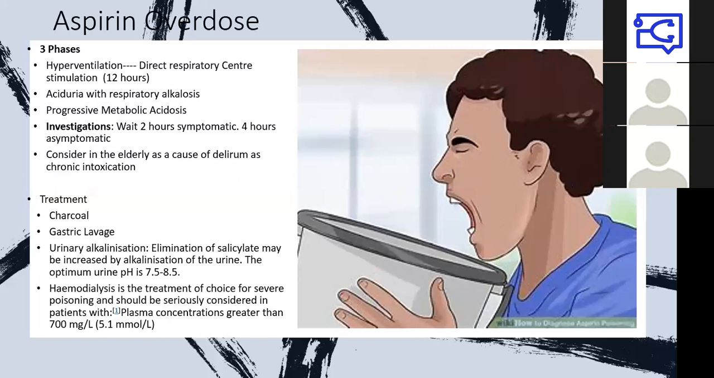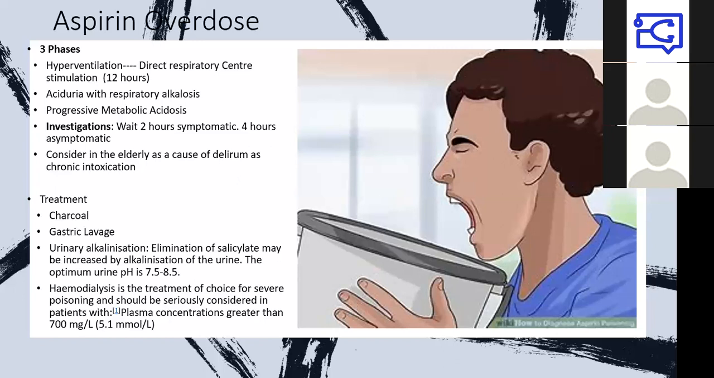And you should wait 2 hours before trying to measure the actual salicylate level, because you want to ensure that all of it's absorbed and that you get the true value. There's no point doing it too early, as it won't have risen enough. Remember, if it's in the first hour, then you can give them some activated charcoal, which is often very important. Now, in terms of treatment for this, the mainstay is actually giving urinary alkalinization.